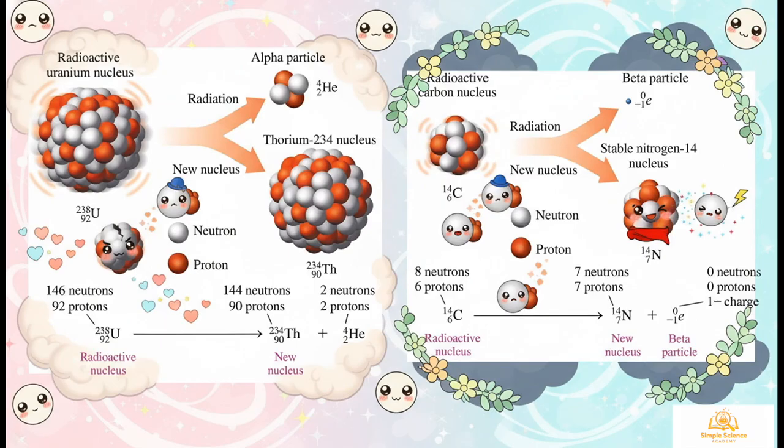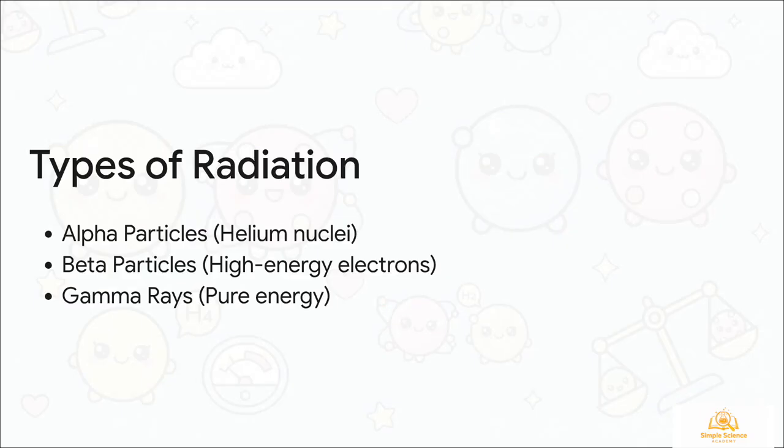Just look at this. On the left, an unstable uranium nucleus literally spits out a chunk of itself, 2 protons and 2 neutrons, and in doing so, bam, it transforms into a completely new element, thorium. And on the right, a neutron inside a radioactive carbon nucleus actually turns into a proton, changing the atom into nitrogen. The atom is literally rewriting its own identity just to become stable. And those little particles that are getting ejected, that's the radiation we were just talking about. They can be alpha particles, which are basically just tiny helium nuclei, or beta particles, which are super high energy electrons, or even gamma rays, which are just pure energy.